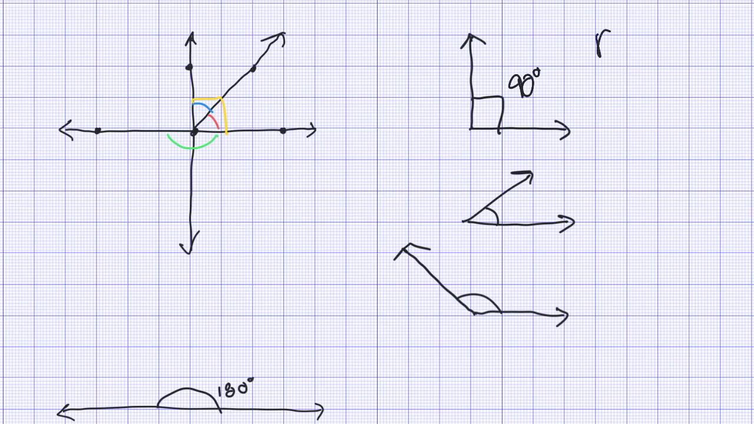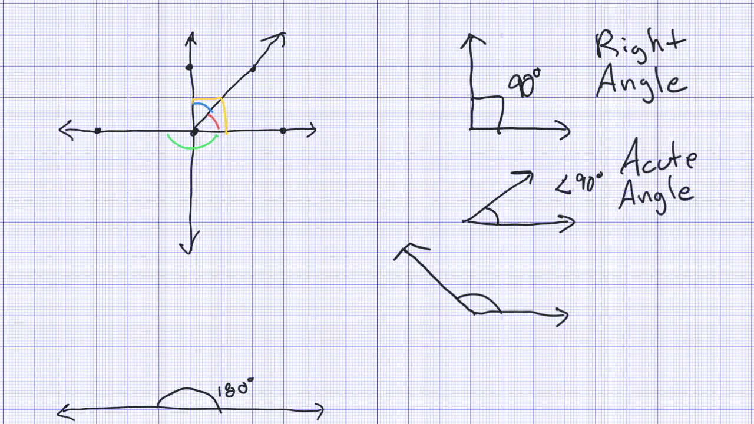this is called a right angle. All right. Below it, you'll see this is an acute angle. It is less than 90 degrees. Okay, so let's put it like this, less than 90 degrees. And this is called an acute angle.